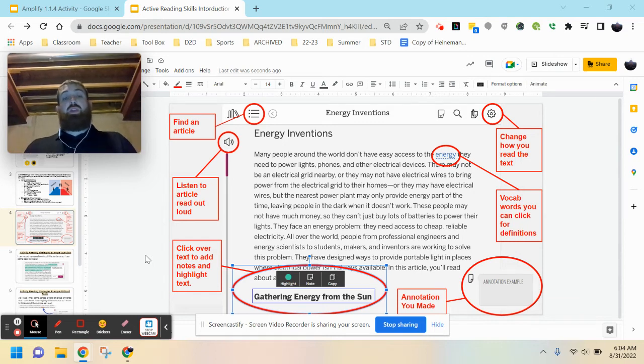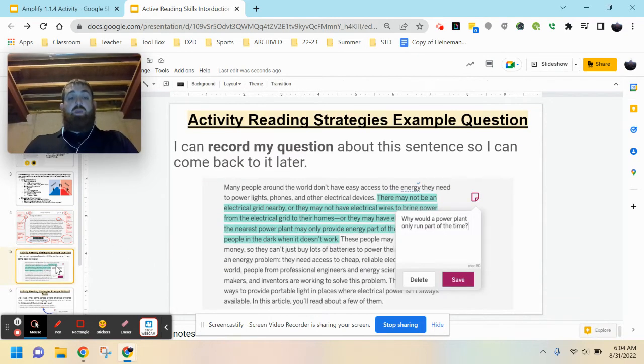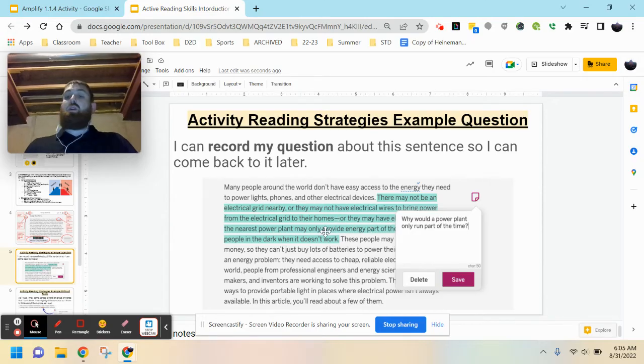So let's look at a few examples using the article that we're going to be reading today. When we dive into our article, we might come across sections where we want to ask questions because we want to know more. We can record our questions again by dragging, highlighting that section, and making notes. So for example, there may not be an electrical grid nearby, or they may not have electrical wires to bring power from their electrical grids to their homes. This section here, as you're reading, you might ask yourself, well, why would a power plant only run power to these different homes part of the time? Why is it that they don't have electricity all the time?